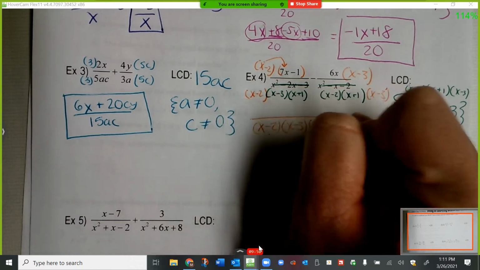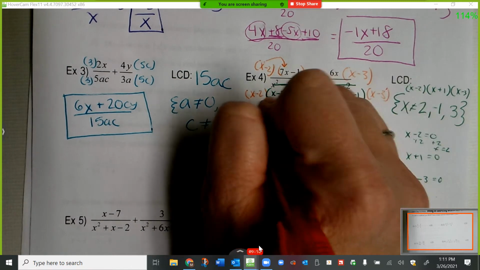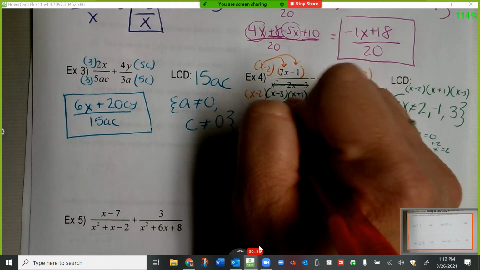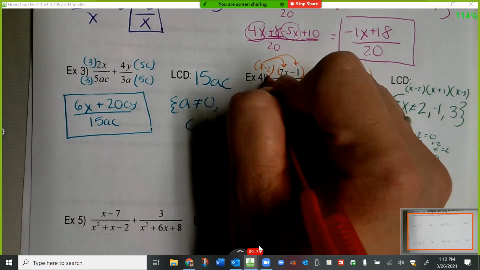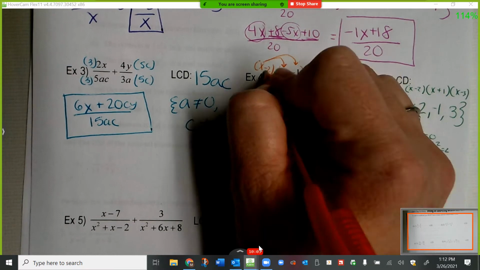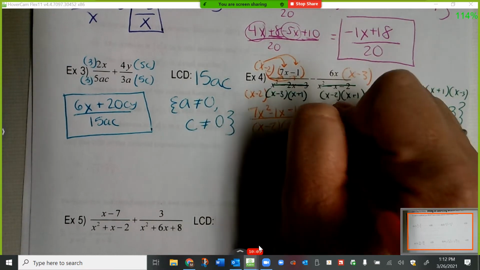Sorry, I'm just writing the denominators. Yes, it's 7x squared. X times negative 1 is negative 1x. Negative 2 times 7x is negative 14x. Negative 2 times negative 1 is positive 2.